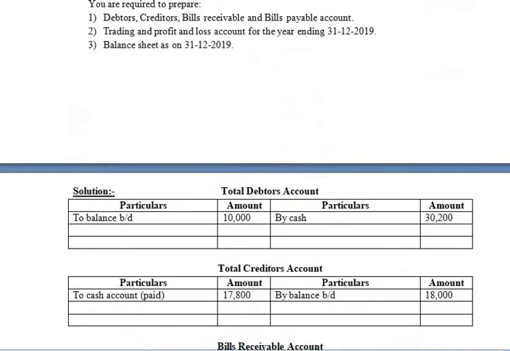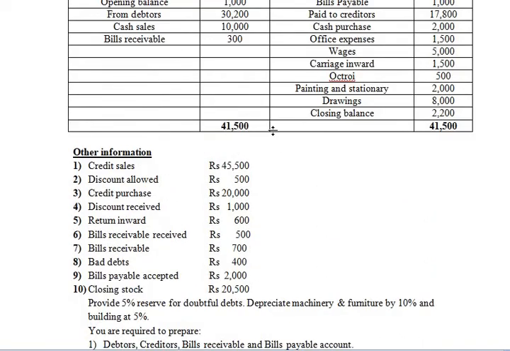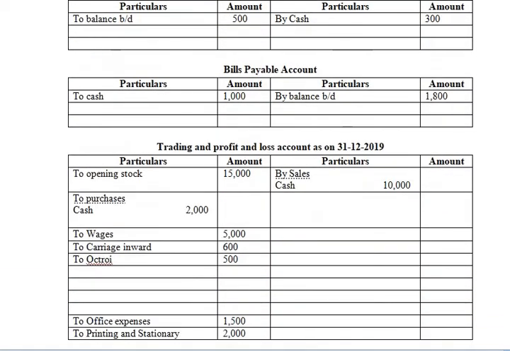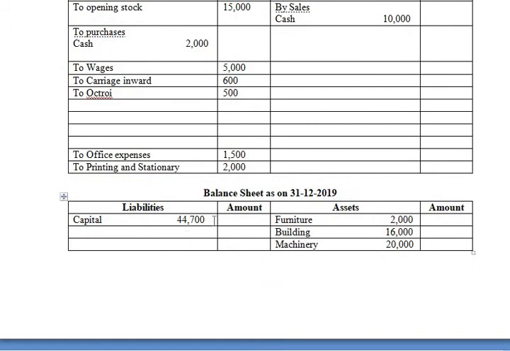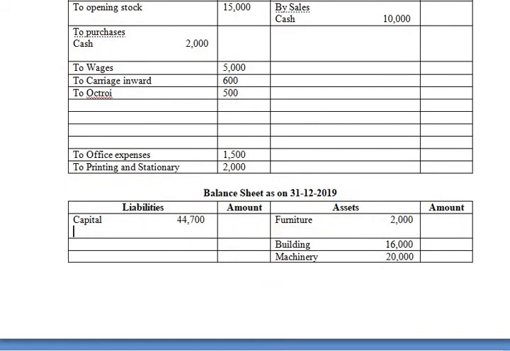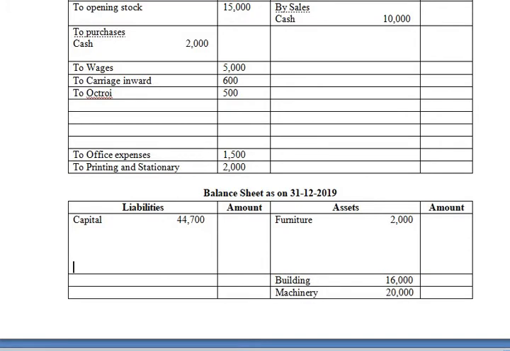Okay, next, after printing and stationery, let's go on top and check out. After printing and stationery, you have drawings. Drawings goes to balance sheet under the head capital. So let's go to capital. In balance sheet under the head capital, I'll leave a little space and then write less drawings. What is the amount? The amount is 8000. So write here as 8000.